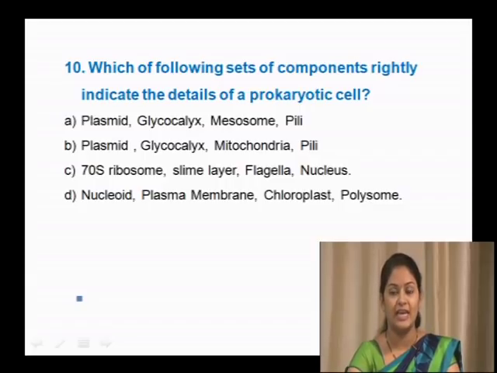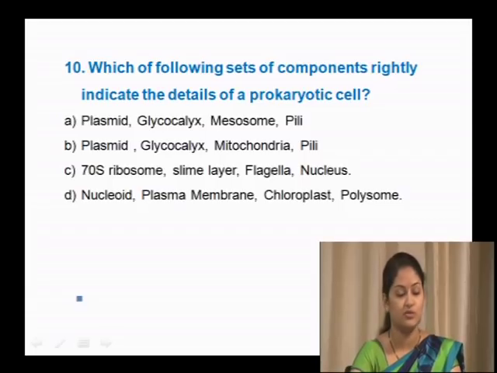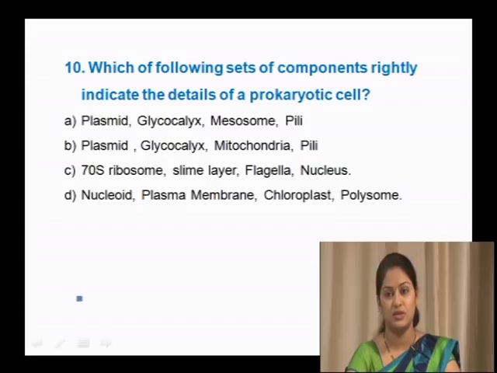So option A is the right one because all the four components are the parts of prokaryotic cell. In option B, mitochondria is not the right option. In C, because of nucleus, you cannot include this option. And in D, because of chloroplast, this is not the right combination. So for 10th question, the answer is A.